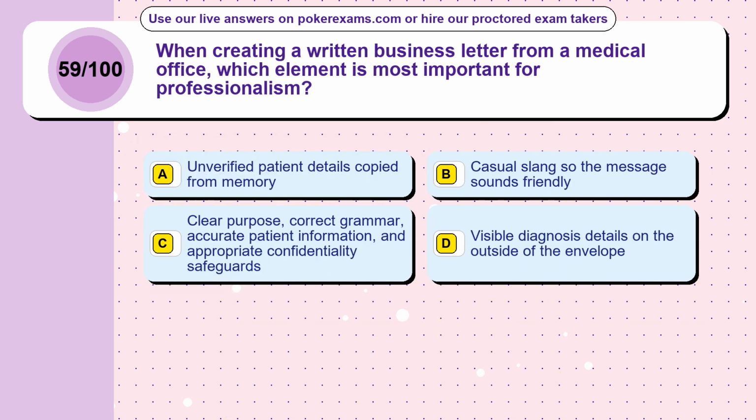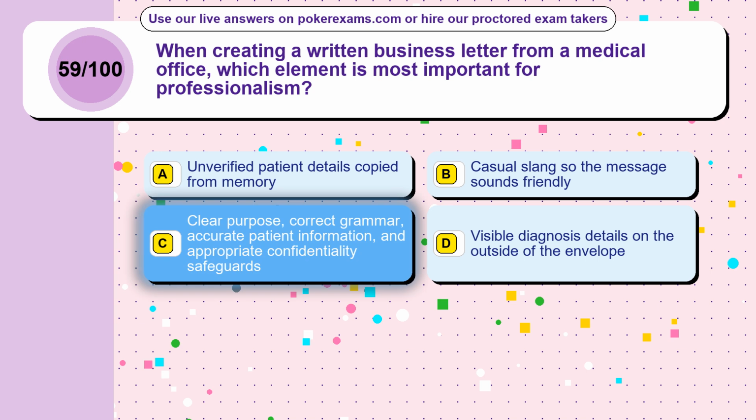Question 59. When creating a written business letter from a medical office, which element is most important for professionalism? Option A. Unverified patient details copied from memory. Option B. Casual slang so the message sounds friendly. Option C. Clear purpose, correct grammar, accurate patient information, and appropriate confidentiality safeguards. Option D. Visible diagnosis details on the outside of the envelope.